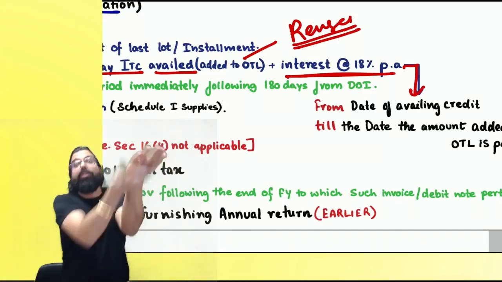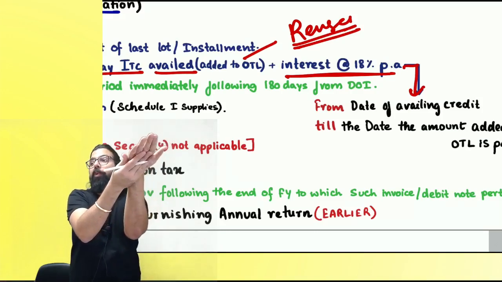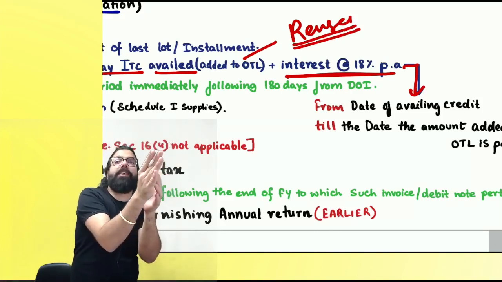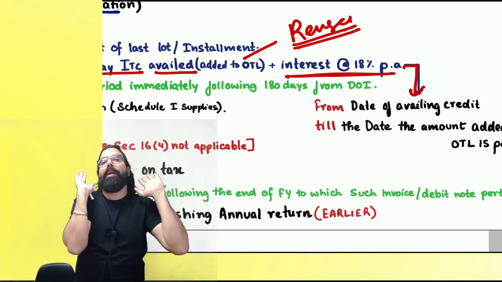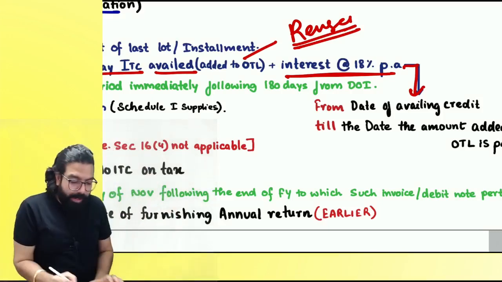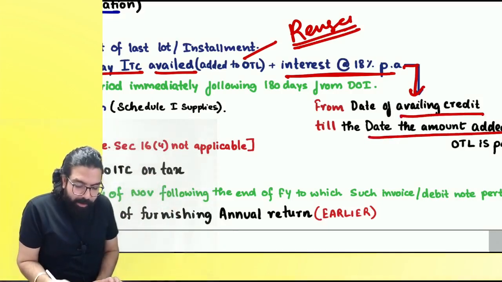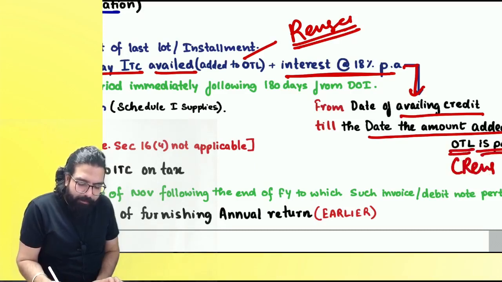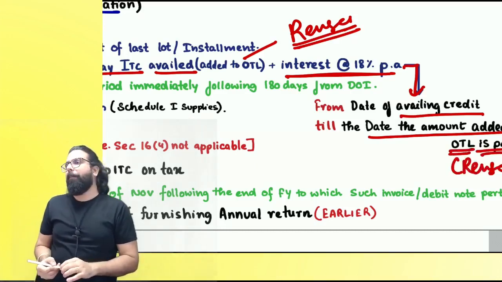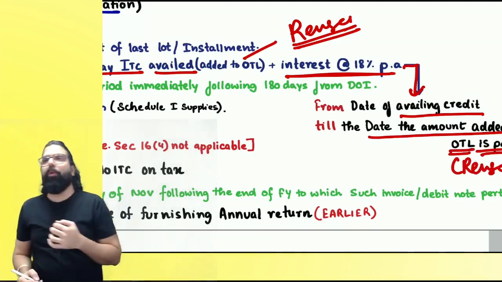But only if you use it to pay your output tax liability, from that day your interest will start till the date you pay it back. So it says till the date the amount added to the output tax liability is paid, means till the day you reverse the credit and pay it back. Are we clear, everyone? Can we go ahead?